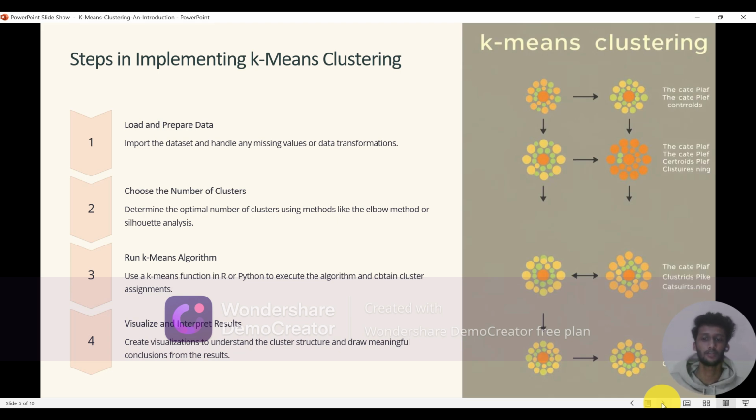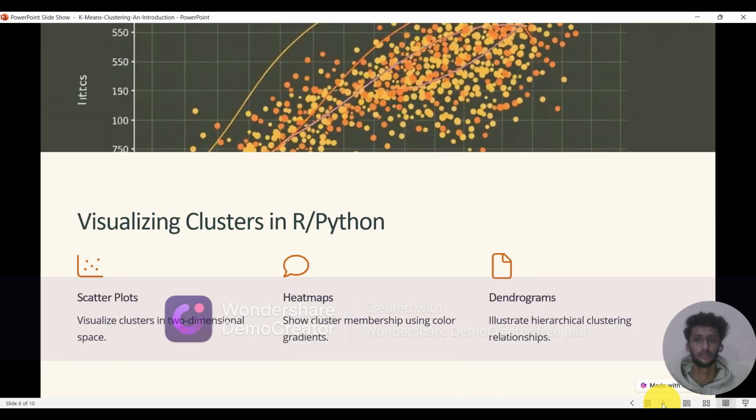Next is visualizing and interpreting results. Create a visualization to understand the cluster structure and draw meaningful conclusions from the results. Next is visualizing clusters in R and Python. Scatter plots: visualize clusters in two-dimensional space. Heat maps: show cluster membership using color gradients. Dendrograms: illustrate hierarchical clustering relationships.